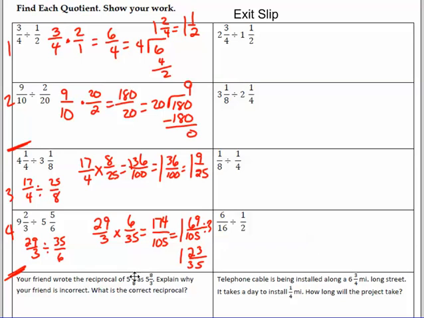Your friend wrote the reciprocal of 5 and 3/8 as 5 and 8/3. Explain why your friend is incorrect. So think about that. I'm telling you, it's incorrect. So what's the matter with it? You cannot simply look at the fractional part. You have to turn it improper first, then flip it. So this is 43 eighths, and when you flip it, its reciprocal should be 8 over 43.